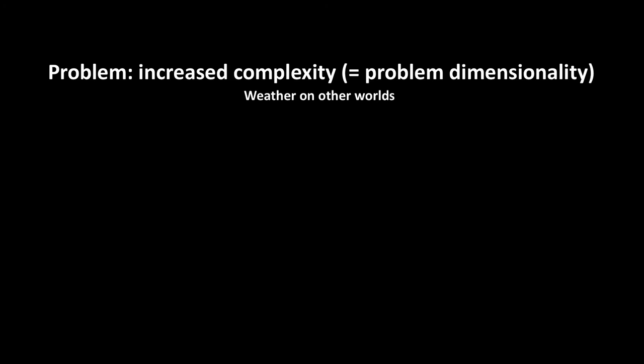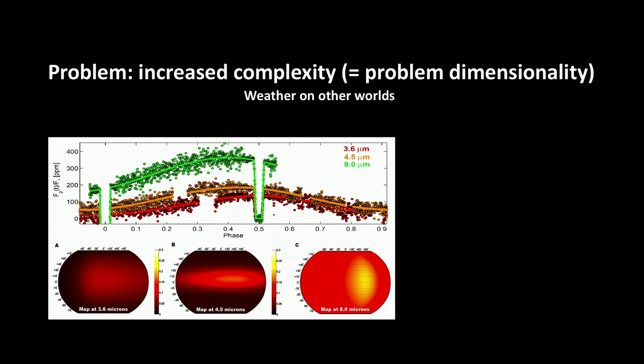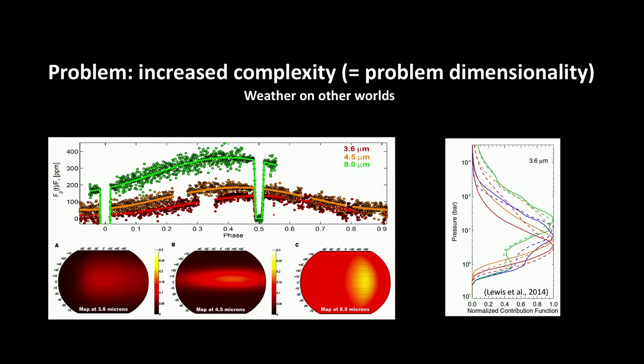Another example that I wanted to refer to is the aspect of spectroscopy. I said that different wavelengths will be probing different optical depths, which you can see on the plot here. It shows the contribution of a given pressure level to the signal that you measure in one band, 3.6 micron, as a function of different atmospheric models for a given planet.